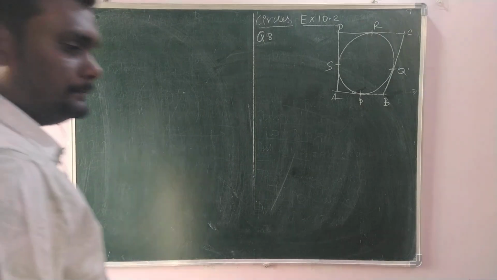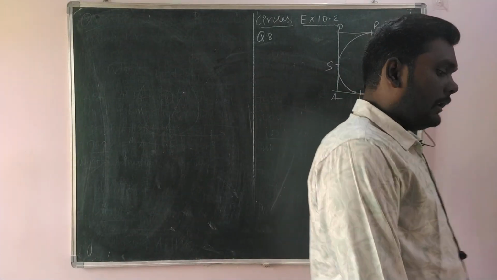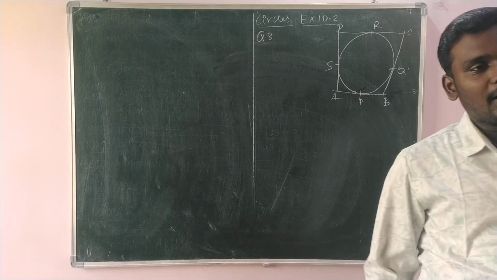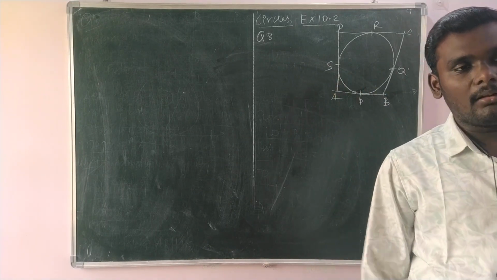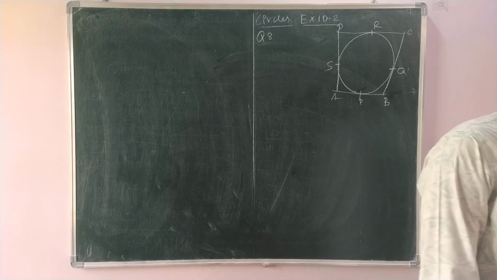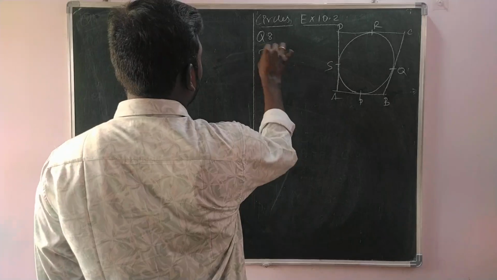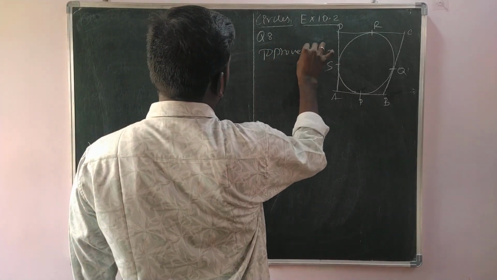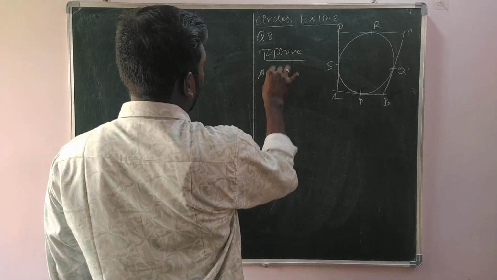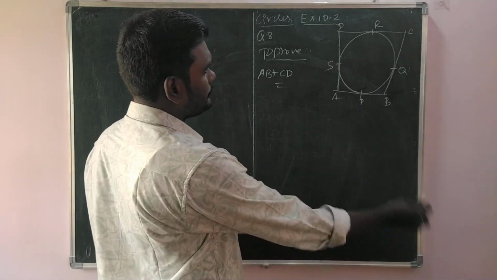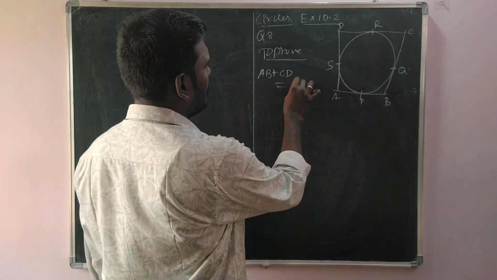Here it is given that a quadrilateral ABCD is drawn to circumscribe a circle. Circumscribe means around the circle, if you are drawing the quadrilateral around it. Then we have to prove that AB plus CD will be equal to AD plus BC.